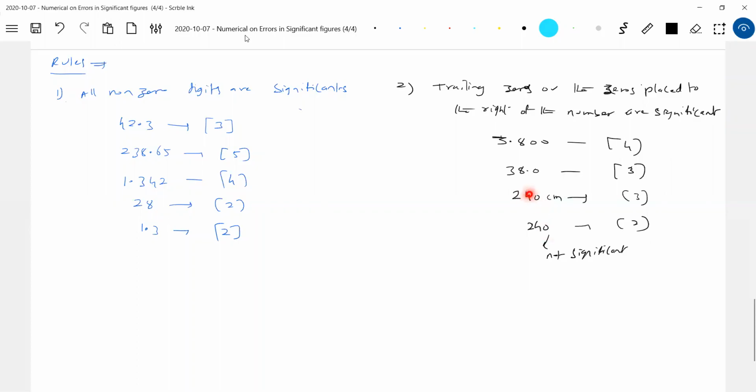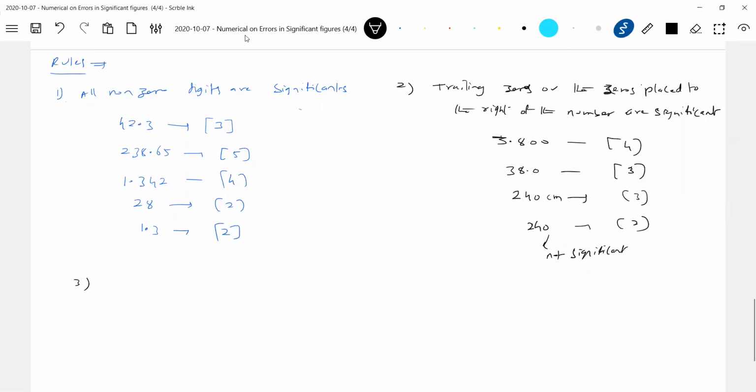We think that only this is significant, because according to the definition all non-zero digits are significant. But the 0 has come due to measurement, so therefore this must be significant. Here I'm not writing any unit, so it will not be significant. If trailing zeros appear due to measurement, they are significant. If the trailing zeros are not due to measurement, they're not significant. This is one rule.